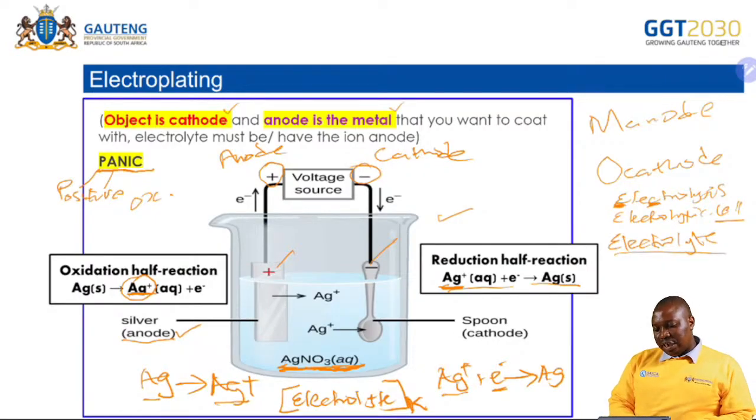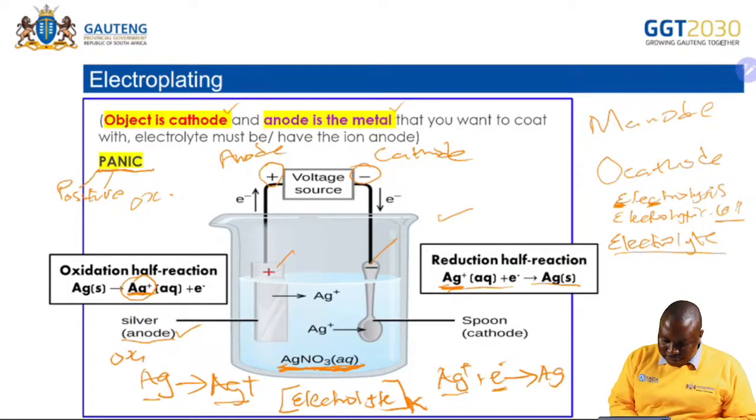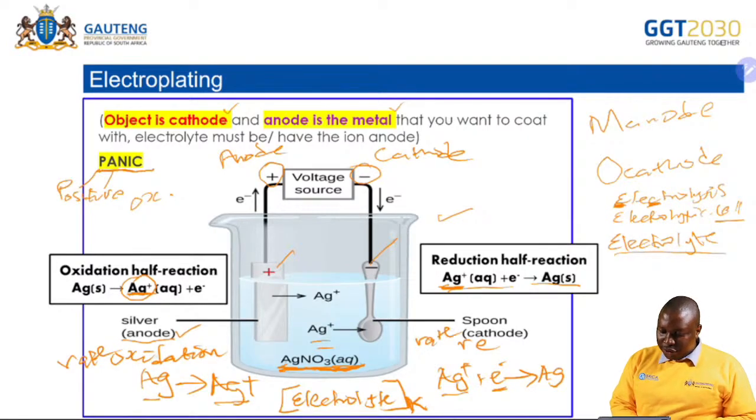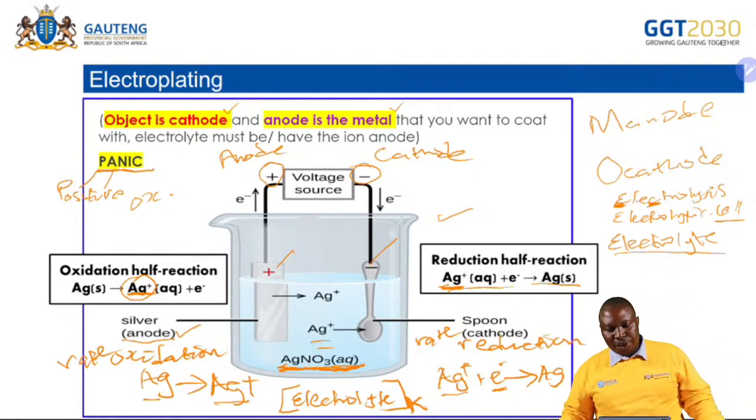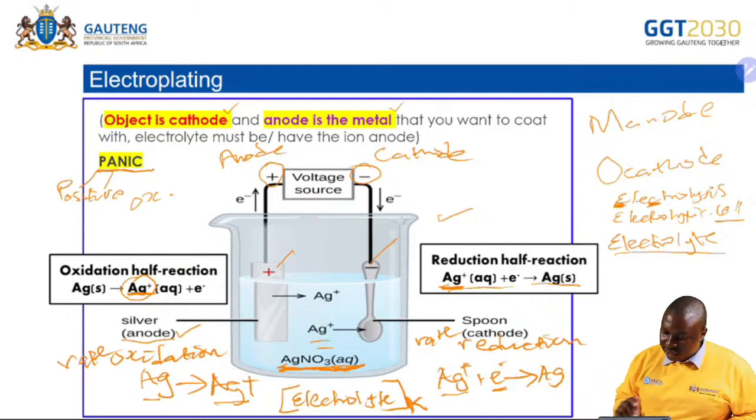Why will the concentration of the electrolyte remain the same? Because the rate of oxidation... Don't forget, if you say oxidation equals reduction, you are wrong. You must say the rate of oxidation is equal to the rate of reduction. So that is a 2-mark question that goes with this question, wherever it appears.